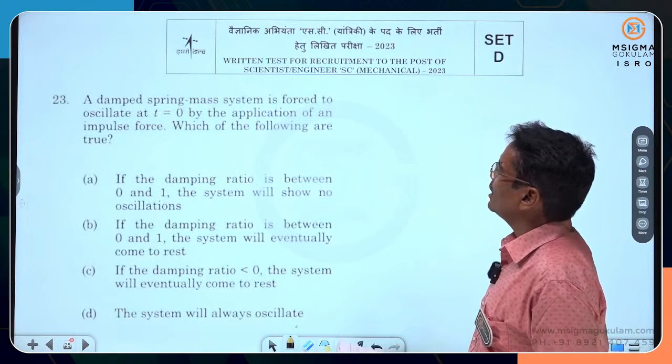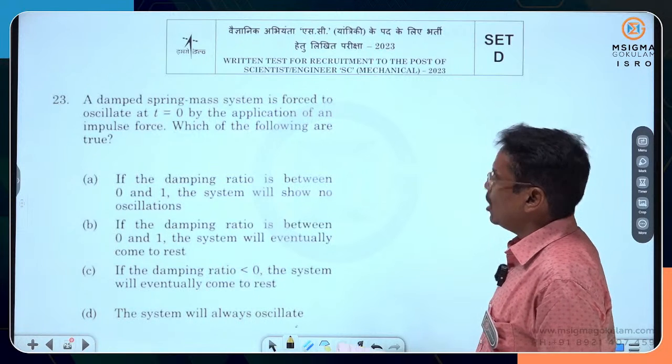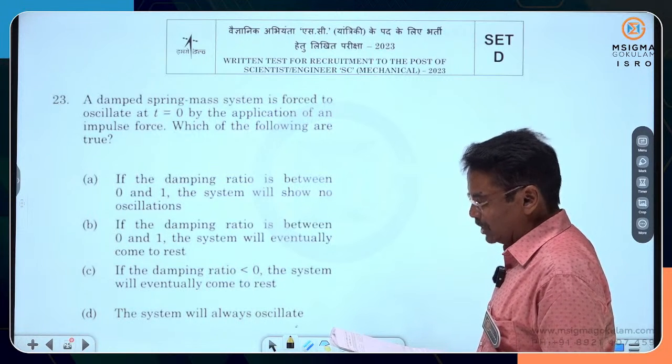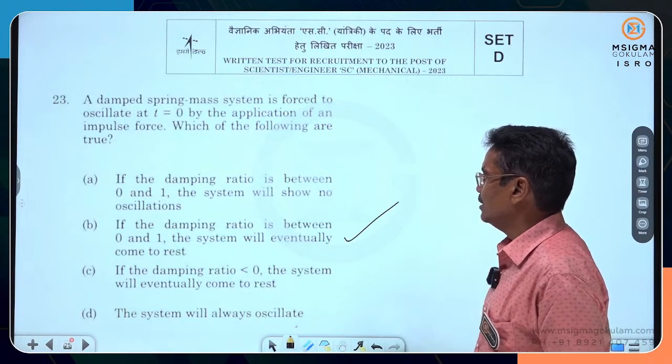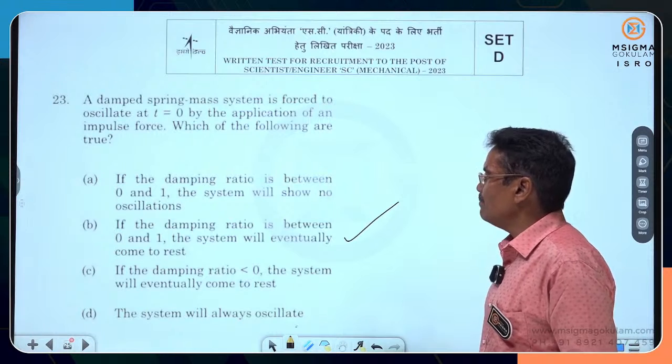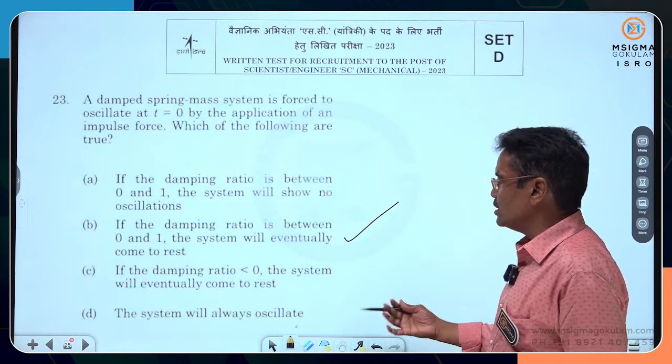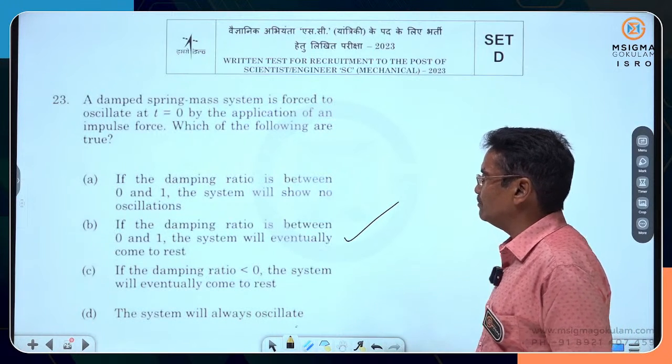A damped spring mass system is forced to oscillate at t is equal to 0 by the application of an impulse force. Which of the following is true? Answer is, if the damping ratio is between 0 and 1, the system will eventually come to rest.